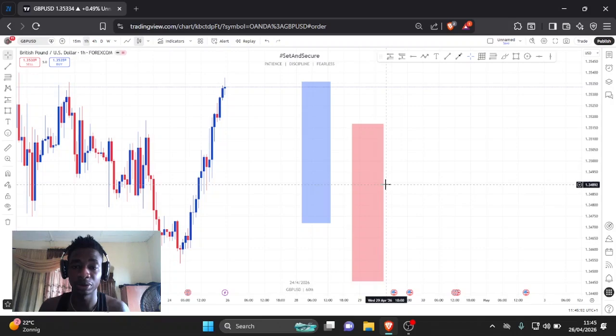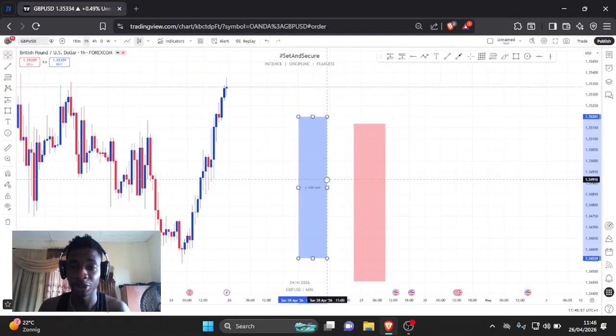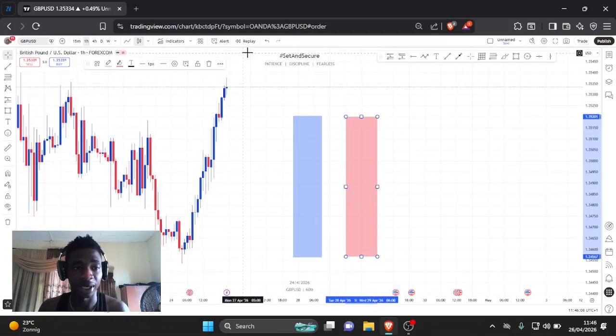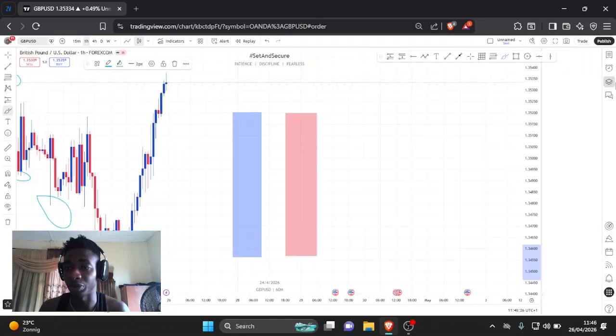Now, alongside these candlesticks, we have what we call wicks, which are those lines you see on top. See these lines you see on top? Those are the wicks. I'm going to be explaining what those mean.